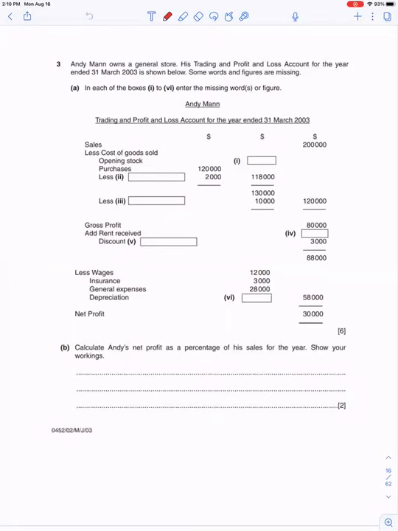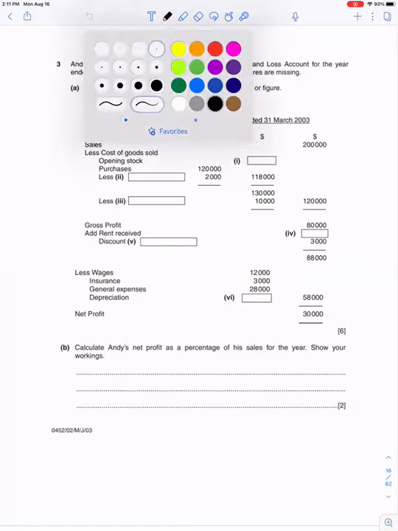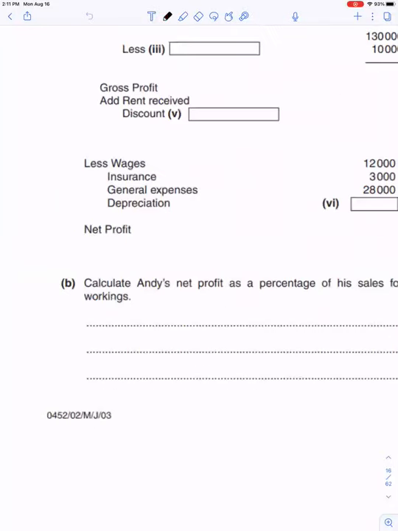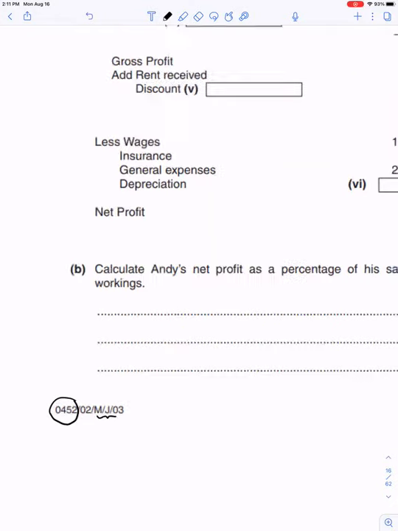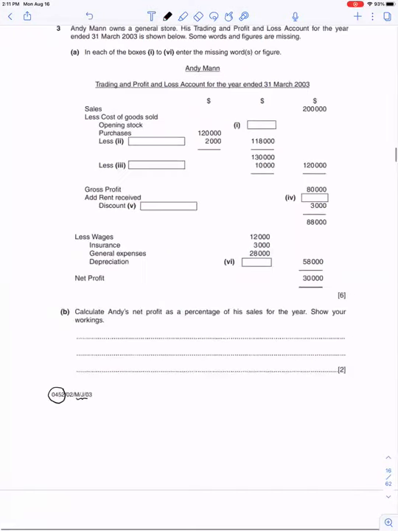So hello everyone, we are continuing with our IGCSE past paper questions, financial statements of a sole proprietor. This is for IGCSE, so the paper code is 0452. We are doing the May-June 2003 paper 2.